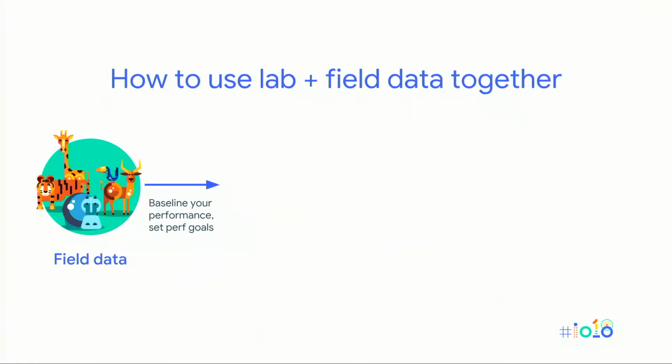So the first step is that you use field data to understand your users and the baseline performance of your site. Where are your users coming from? What devices are they on? What networks are they on? That really helps you understand how to calibrate your lab environments. Once you understand the baseline and whatever business or key performance indicators you're trying to optimize for, then you can set goals around the targets for whatever you want the performance to be.